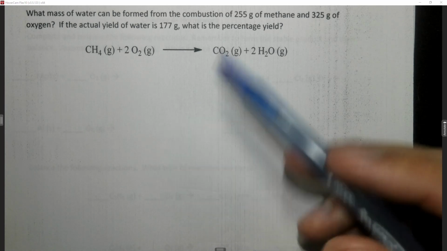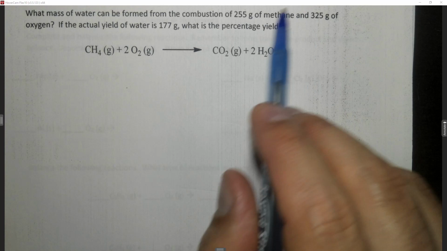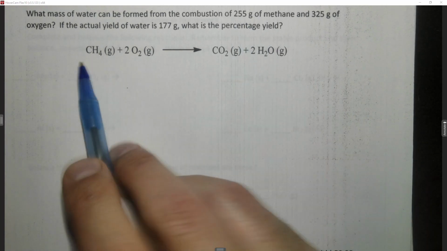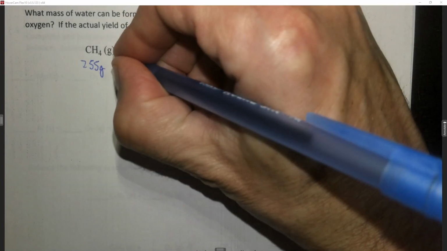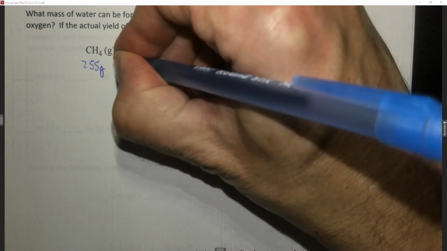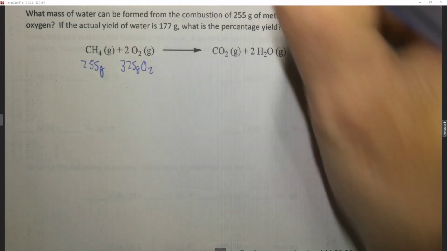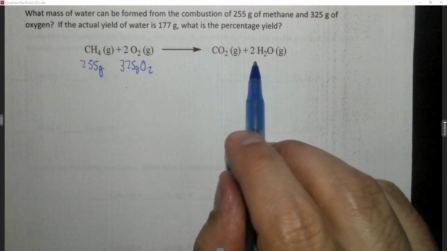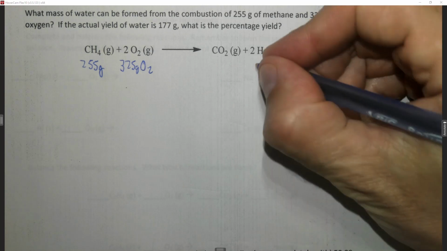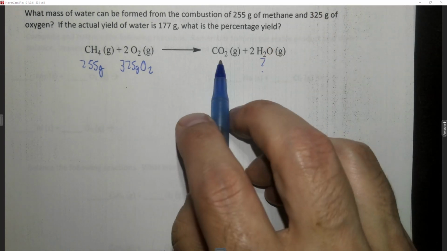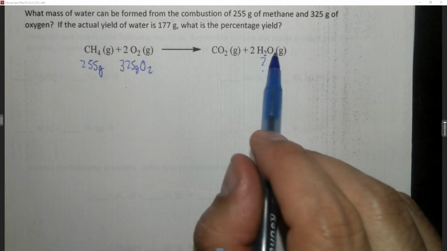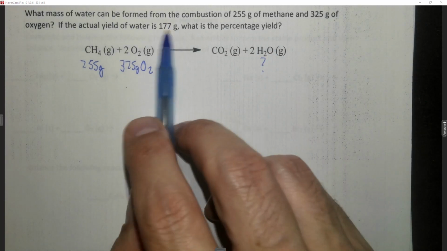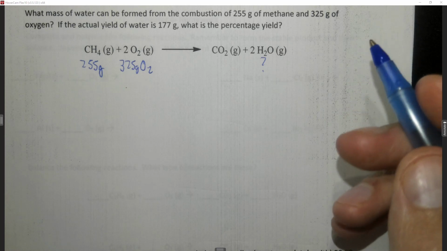But in this case, we have a mass of methane, specifically 255 grams of methane, and we have a mass of oxygen, which is 325 grams of oxygen. And we're asked for how much water we make. We could be asked for how much CO2 we make, but that's not what it asks. So we have to answer the question that's asked. It asks us how much water we make, and then it gives us an actual yield and asks us to find the percent yield.